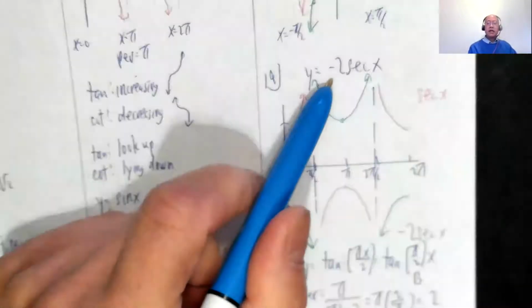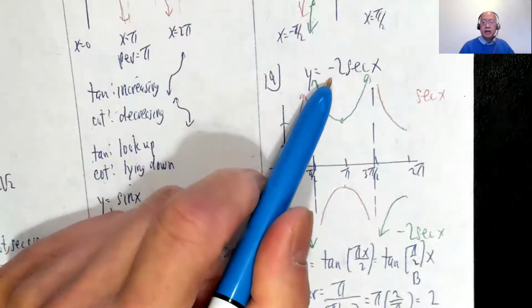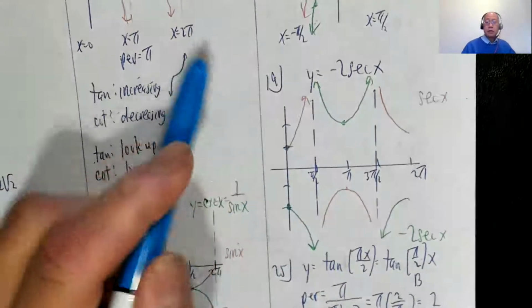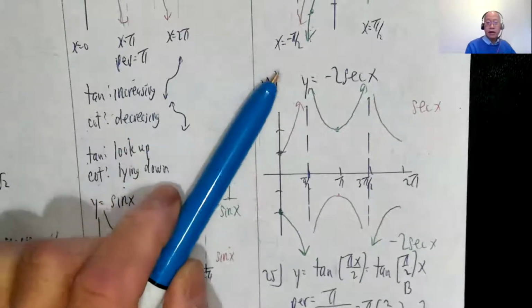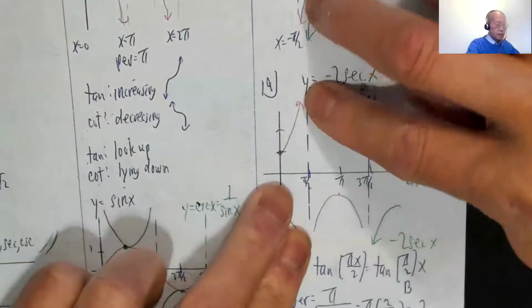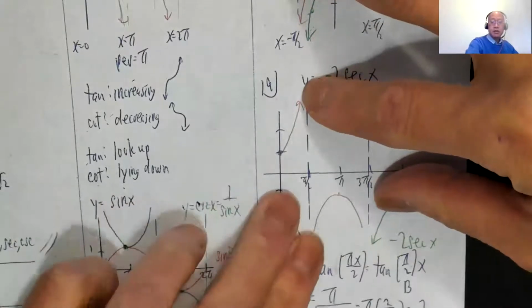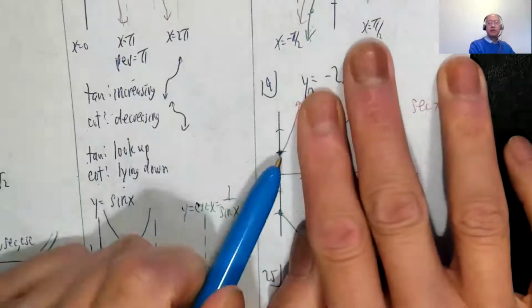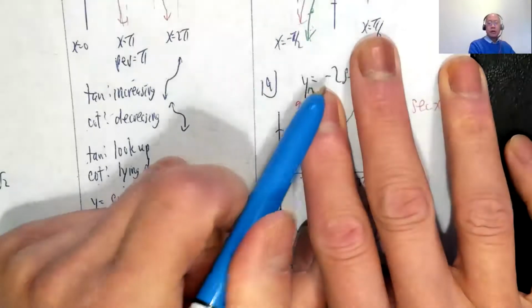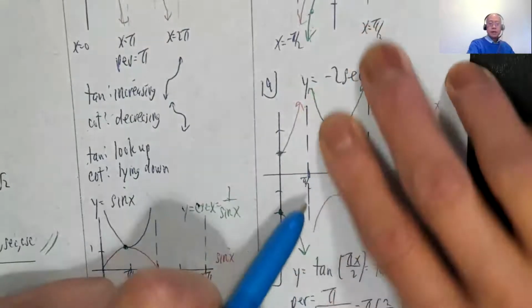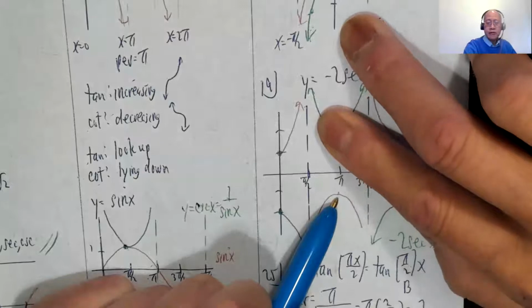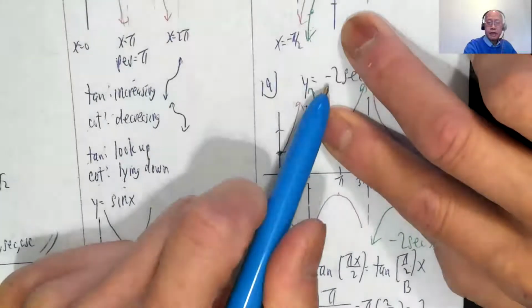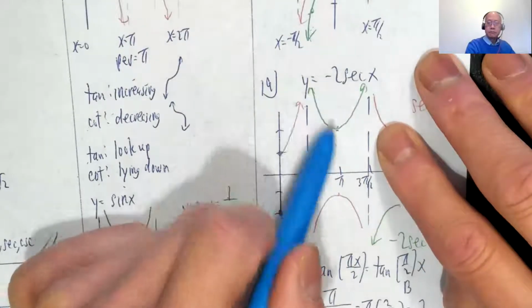Okay, 19, -2 secant x. Okay, so the regular secant I have in red. So if you can kind of ignore all this, the regular secant graph is in red. Maybe we'll just go piecewise here. Okay, now -2. Right here, the function value is 1. If I multiply by -2, it's -2, so it shoots down. Okay. Right here, the function value is -1. Multiply that by -2, it's +2, and it shoots up.